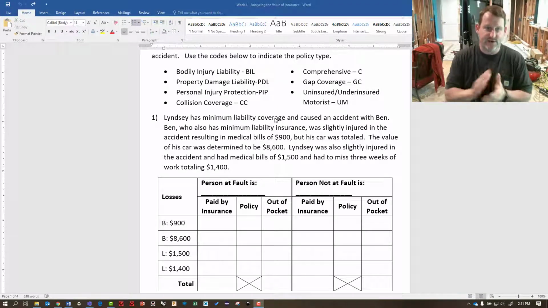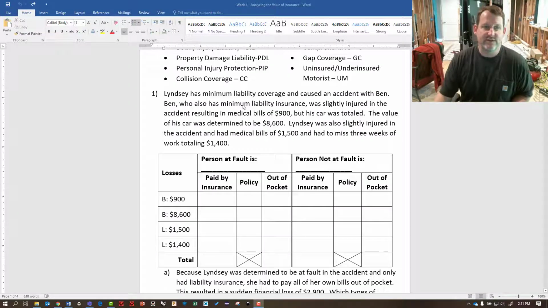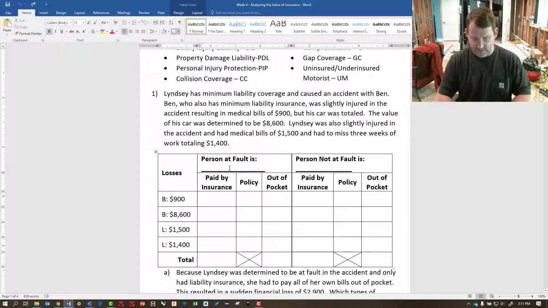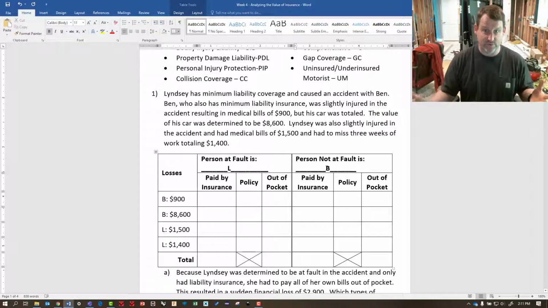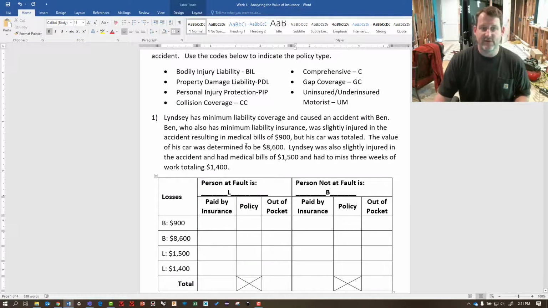All right, so let's get started. The first thing we want to do is notice that Lindsay is at fault. So here I'm going to type an L for Lindsay, and then the person not at fault was B for Ben. That means Ben's not going to pay for this accident, at least his insurance won't. So the person at fault is Lindsay. Let's start going through what is covered and what is not.